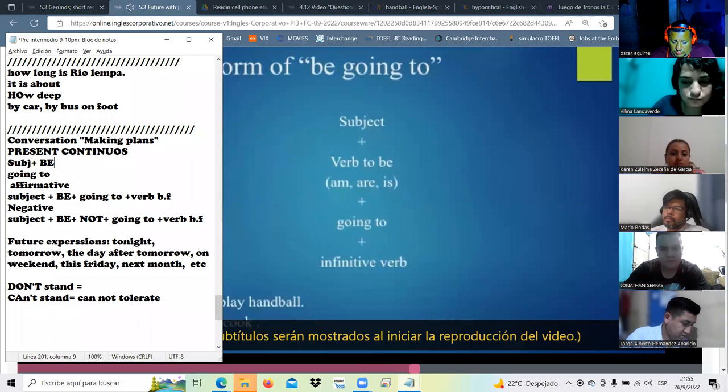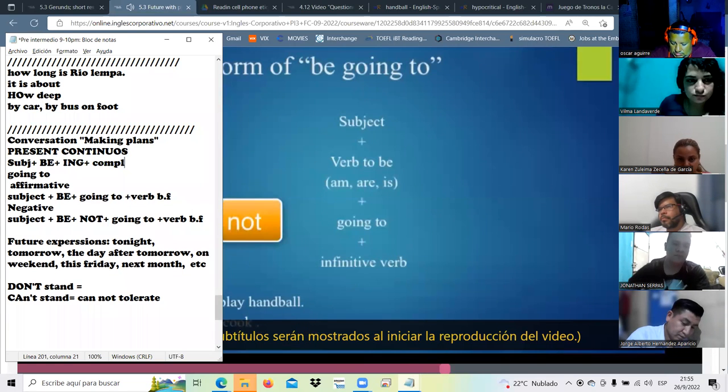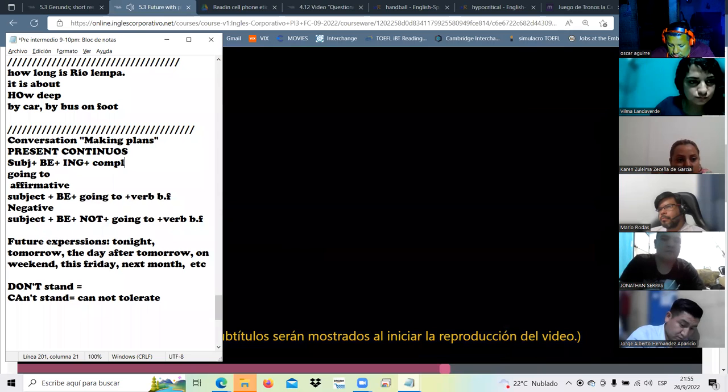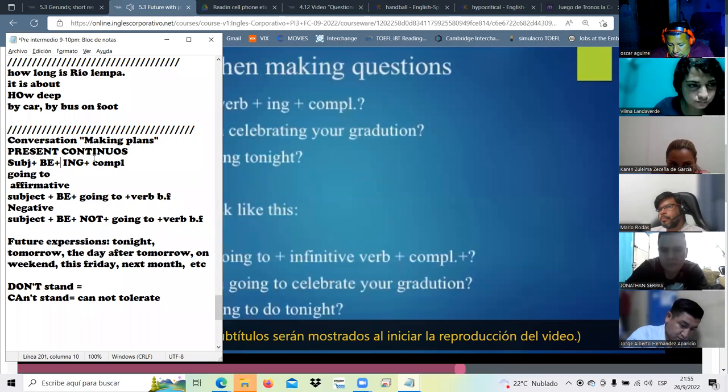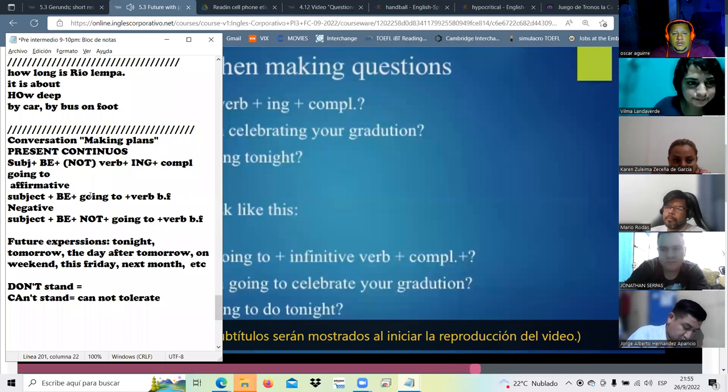He's going to cook. These are the steps to follow when making an affirmative statement, and if the statement is negative, we add the word not between be and going to. And when you want to ask a friend or a relative about their plans, you may do so by asking using a WH question word like this: WH question word plus be plus subject plus verb plus ing plus complement and question mark.